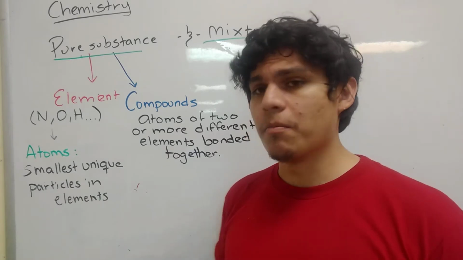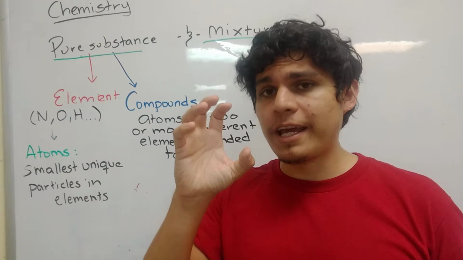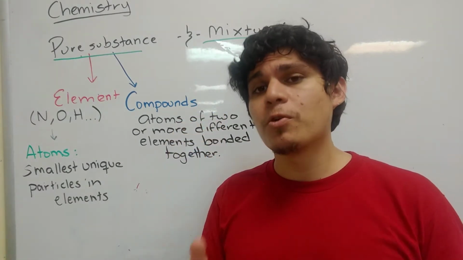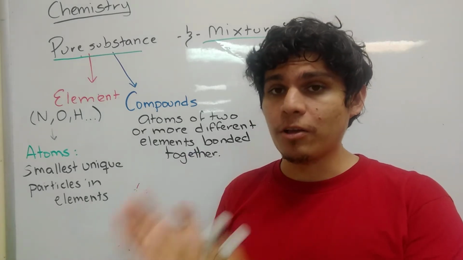So in other words, Mr. Mian, why don't they just say the smallest particles ever? Because you have even smaller than atoms. You have electrons, protons, neutrons, but electrons, protons, and neutrons are found everywhere, and they're found in every single element.